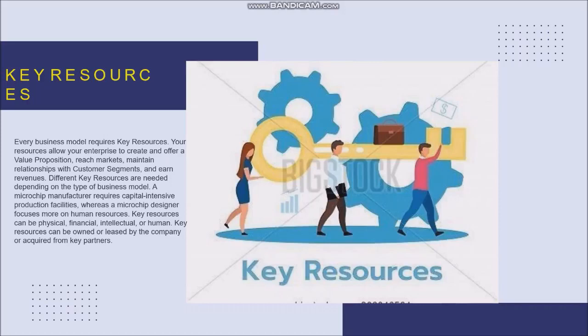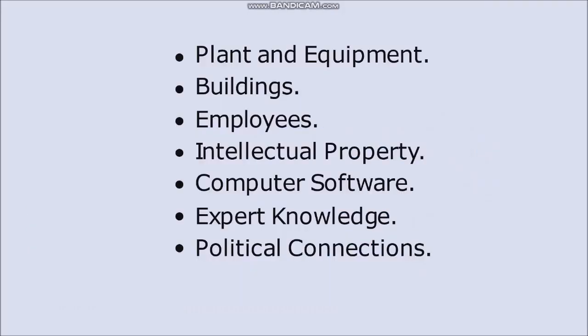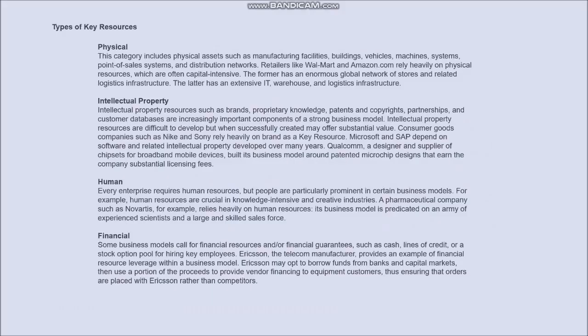Key resources can be physical, financial, intellectual, or human. Key resources can be owned or leased by a company or acquired from key partners. So, what key resources do our value propositions require? It requires plant and equipment, buildings, employees, intellectual property, computer software, expert knowledge, and political connections. And then, these are the types of key resources.